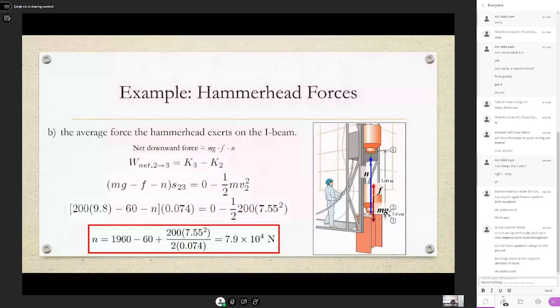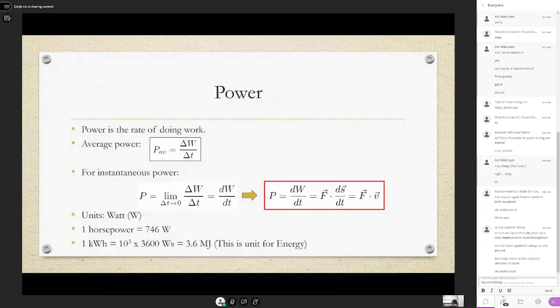Okay, any questions for this example? If no questions, then we continue. I think we're ending soon already, right? Okay.